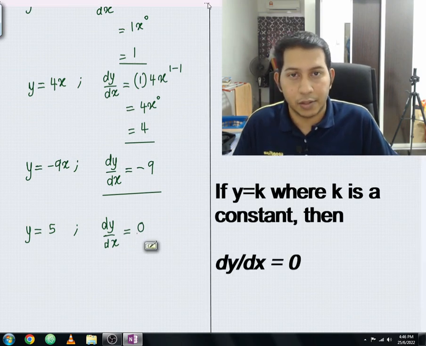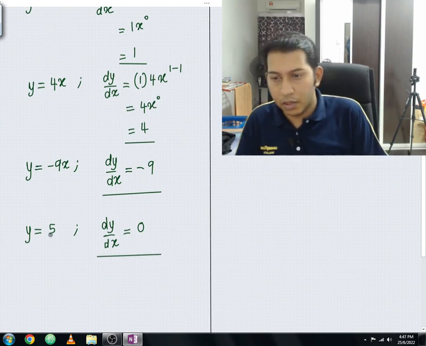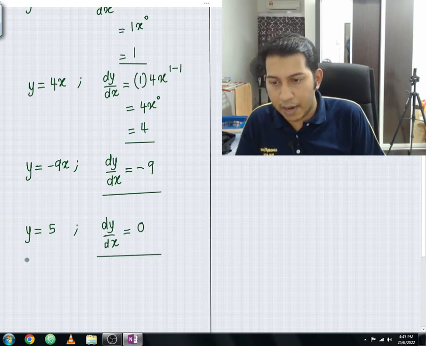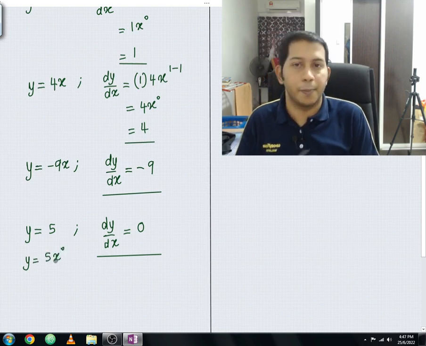Why is that so? Let me show you the explanation behind this through the working. So y equals 5, you can write it in this way as well, where y equals 5x to the power of 0.